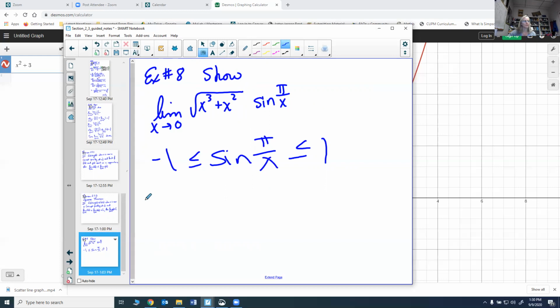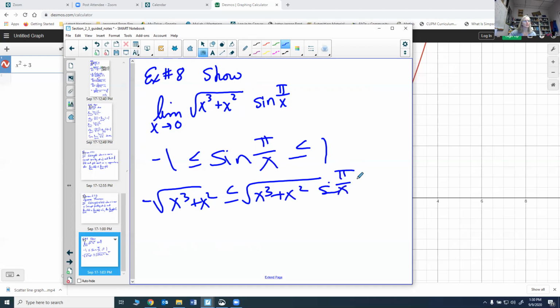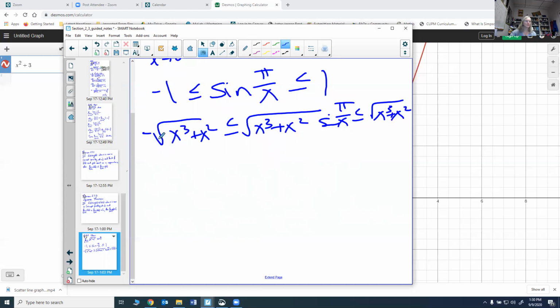That would mean I would now have minus the square root of x cubed plus x squared is less than or equal to the square root of x cubed plus x squared times sine of pi over x, which is less than or equal to the square root of x cubed plus x squared. All I did was multiply every single piece times the square root of x cubed plus x squared. Well, that's useful. I wonder what that does for us. So this is kind of the squeeze theorem.